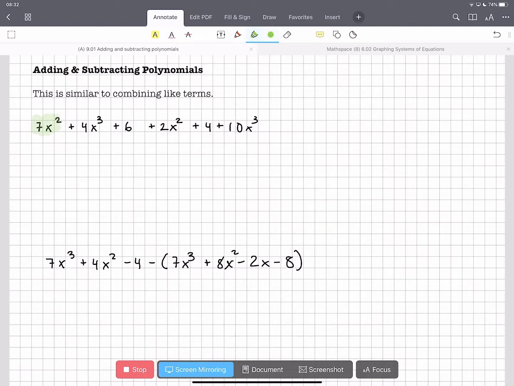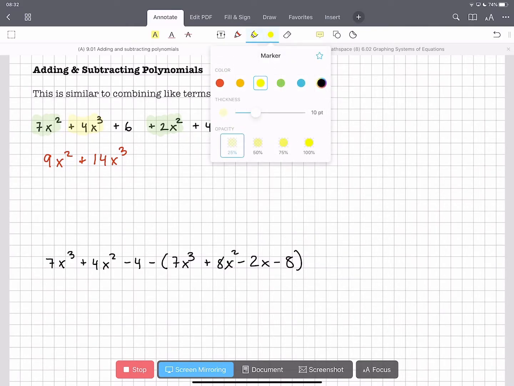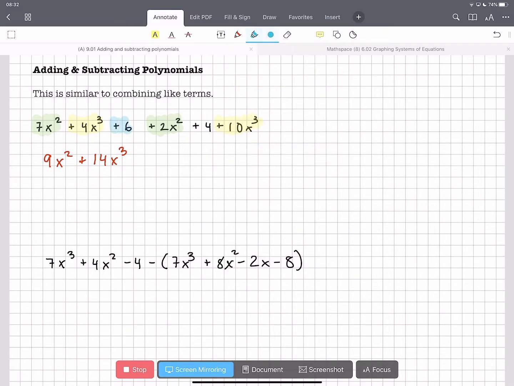So I've got 7x squared, and then I've got here a plus positive 2x squared. And I can go ahead and simplify that to 9x squared. I'm going to keep going now. I've got a positive 4x cubed, and I'm going to add a positive 10x cubed to give me 14x cubed. And then we've got a positive 6 plus a positive 4, which is positive 10.